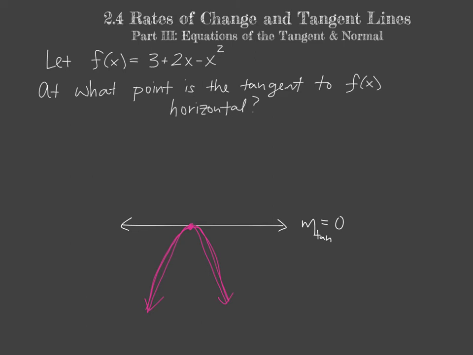And so at the very top there, that is when our tangent line is going to have a slope of 0. It's going to be horizontal. So if you are asked to find when the tangent line's horizontal, you need to find the slope generically and then set it equal to 0.